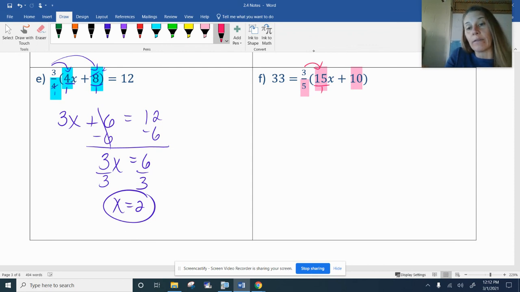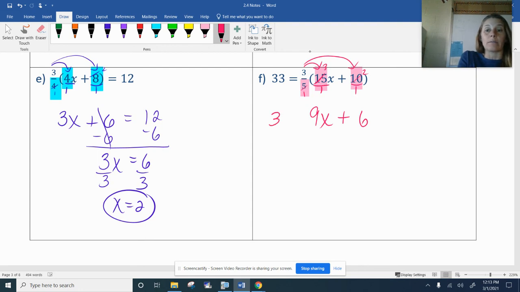Now again, 5 and 15, I could cross cancel or reduce there and make it a 1/3, and that would give me a 9x. Or I would have 45 over 5, which would simplify to 9. When I distribute the 3/5 to 10, the 5 and the 10 could reduce to a 1 and a 2, and then 3 times 2 is 6. Or you'd have 30 over 5, which divides to get 6.